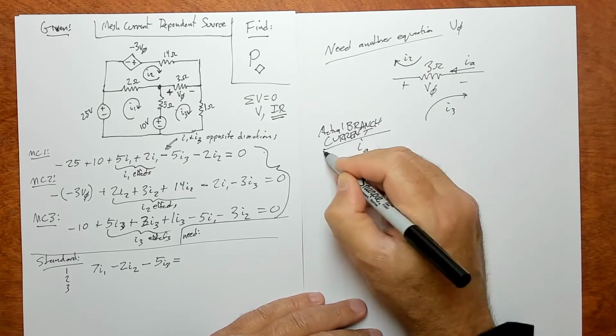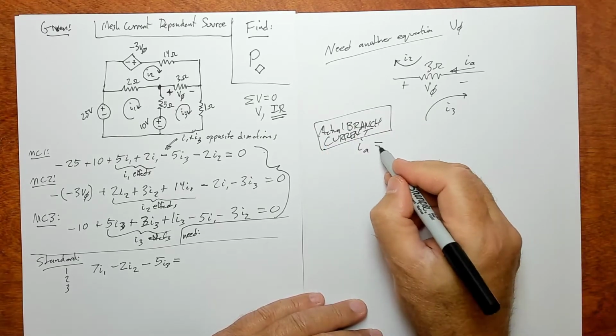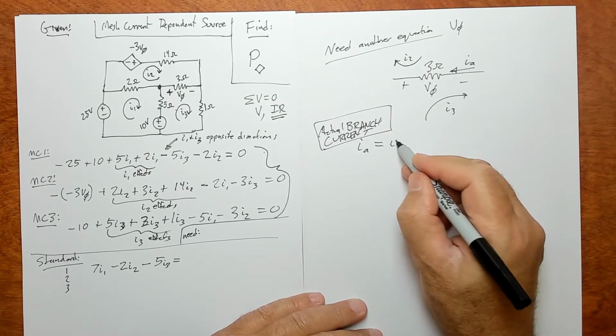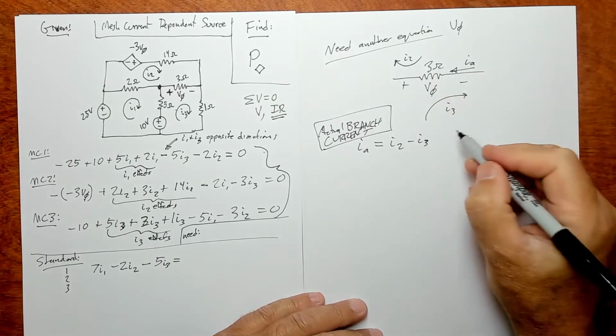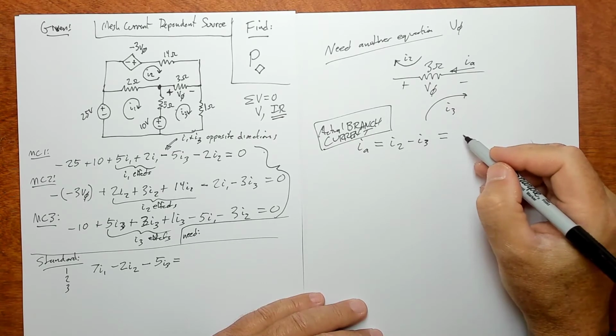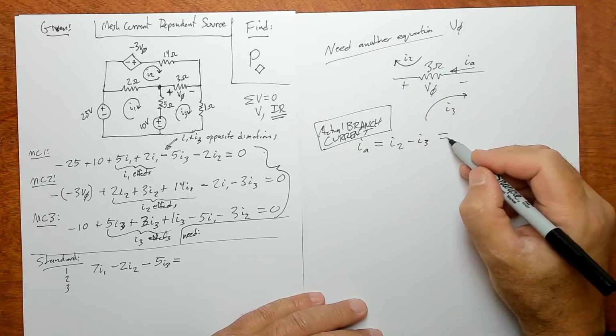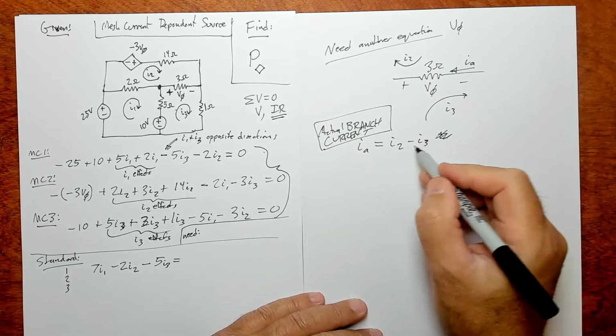Okay, the total, actual branch current is going to be I2 minus I3, because I2 agrees and I3 is opposite. So there's going to be, yeah, that's what it is. I don't know what those are yet, but that's what it is.